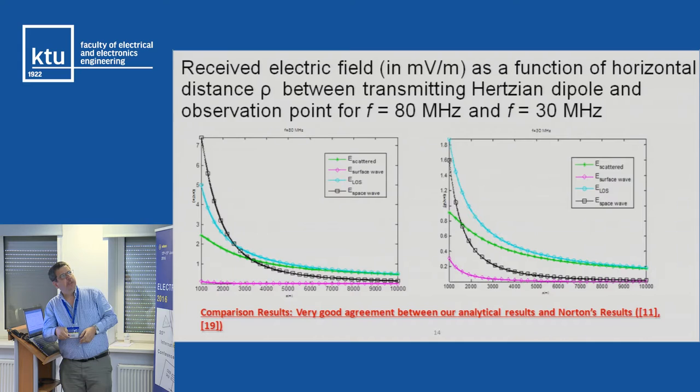As a function of distance, we have several components like the line of sight field, and the surface wave by Norton, not by us, early in 1936, very early results, for comparison purposes. I don't have time to explain all the details of this. Surface waves are more important at low frequency. At 30 MHz, we have a larger surface wave and the total field, which is the coherent summation of the line of sight and the scattered field. This coherent summation makes the total field, which is the space wave.